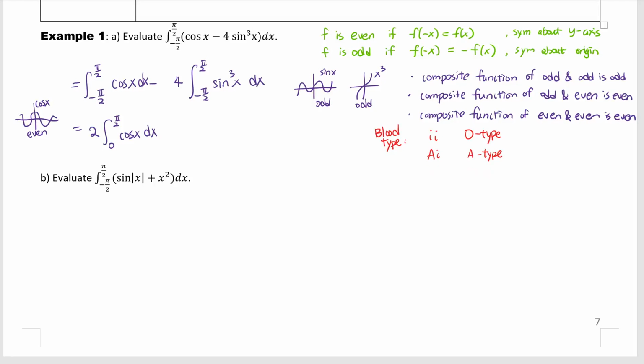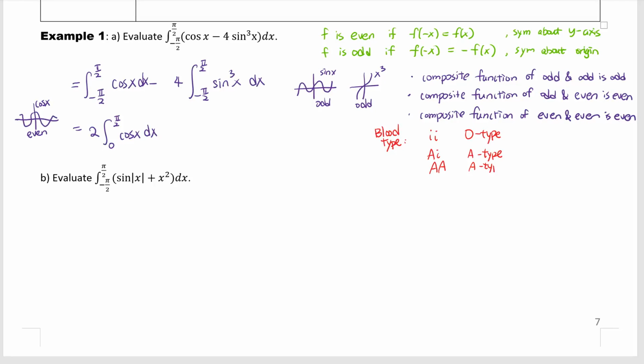So when you have I and I, you get the O type. When you get A and I, you get A. When you have A and A, you also get A type. Okay, so this is an analogy of this odd and even function.